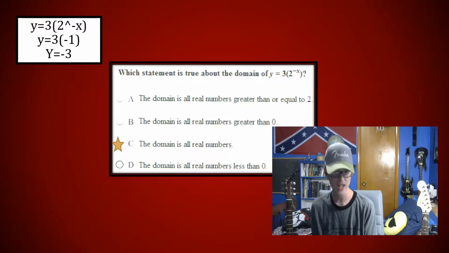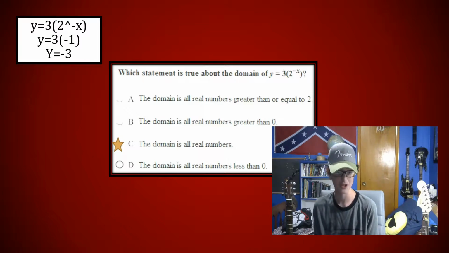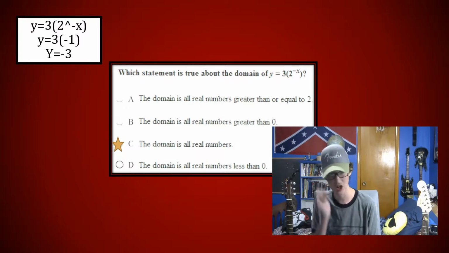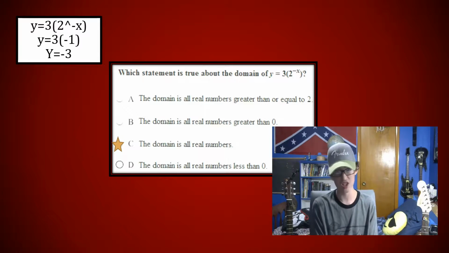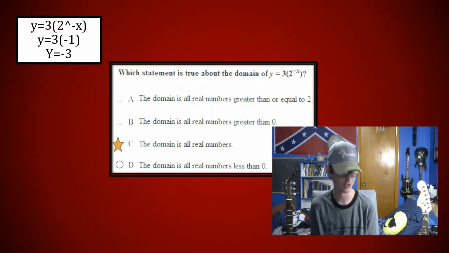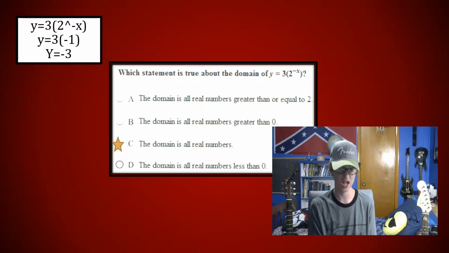So, if it's A, the domain is all real numbers greater than and equal to 2. That's not right. Yeah, that's not right at all, because if it needs to go less, it can't even go to 1. So, yeah, it's not A. B, the domain is all real numbers greater than 0. Still no, it needs to be less. It needs to go down to the negatives too. D, the domain is all real numbers less than 0. Well, what about when it needs to go to the positive? So, out of process of elimination, it must be C. The domain is all real numbers.